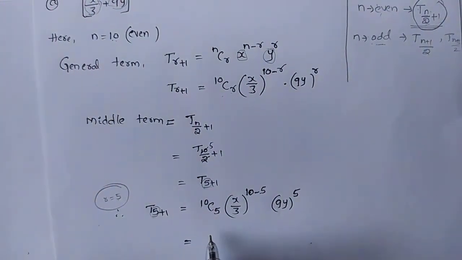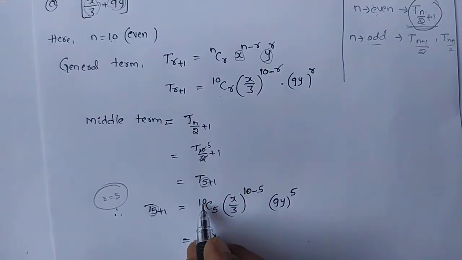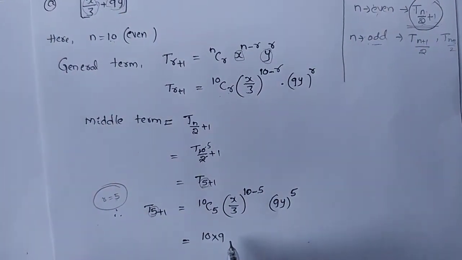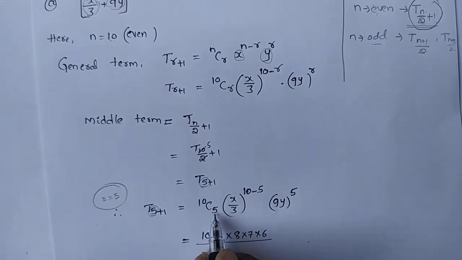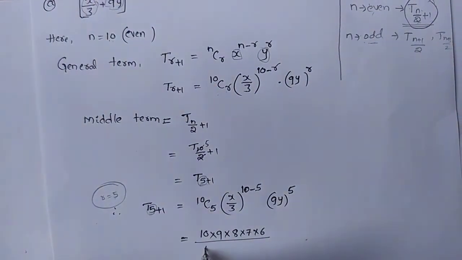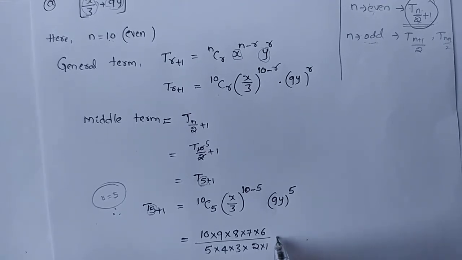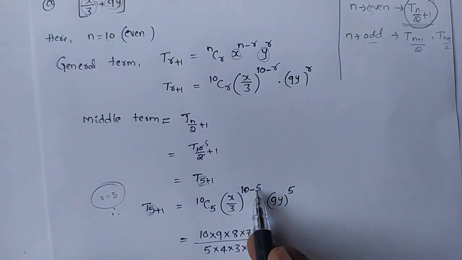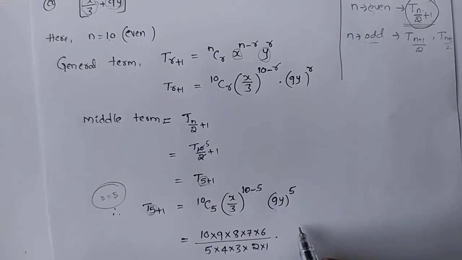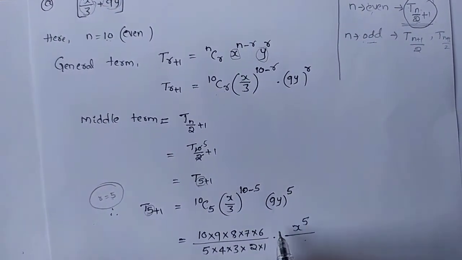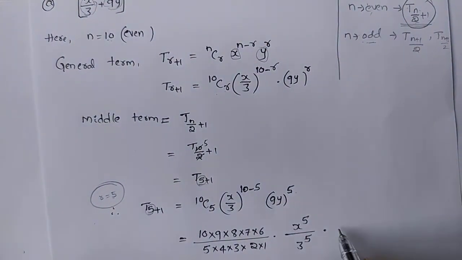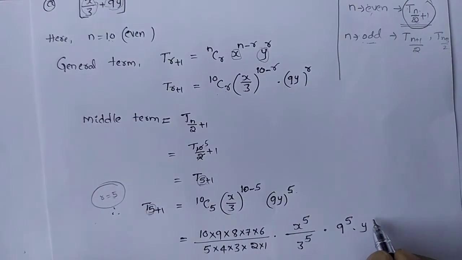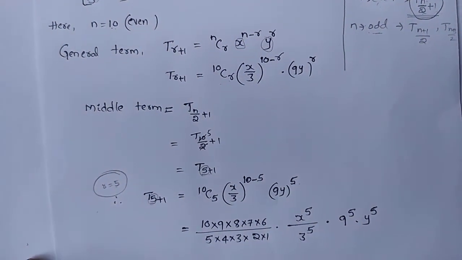10 C 5, how to simplify 10 C 5? Decrease 10 up to 5 times: 10, 9, 8, 7, 6, divided by, next reduce 5 till 1: 5, 4, 3, 2, 1. Into (x/3) whole power 10 minus 5, which is 5. So x power 5 divided by 3 power 5, into 9 power 5 y power 5. Okay, now cancel it.